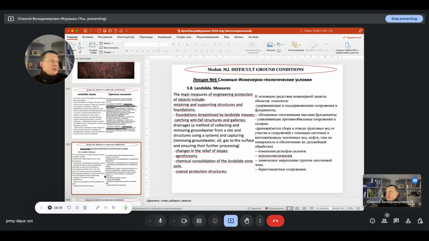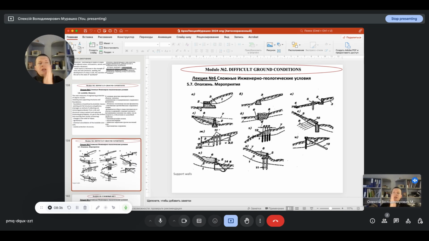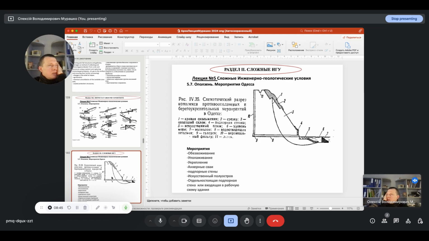I will not stop on this situation. The main thing that you have to know is that we have to protect this kind of territories from the impact of water, and there are certain retaining walls which can protect our landslide from the catastrophic locations.